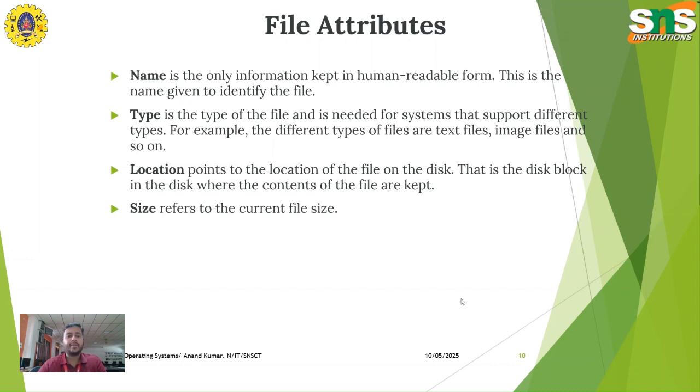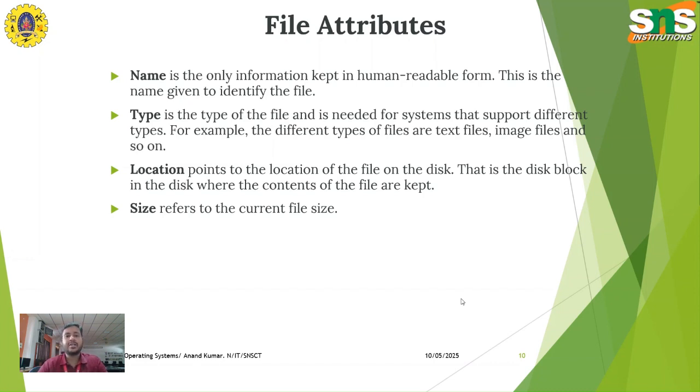Next is the type. There are many different kinds of file systems, and of course many different types of file extensions. The type is needed for the systems to support different types. For example, text files consist of text contents alone, and for picture files, there are jpg, png, and so on.